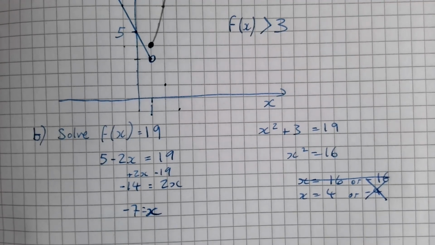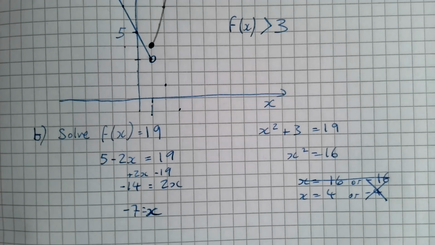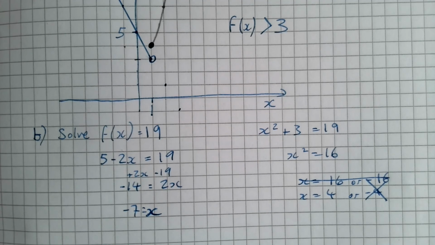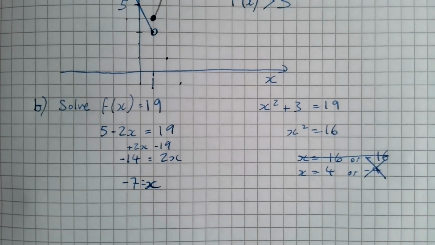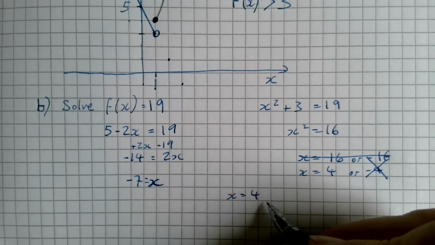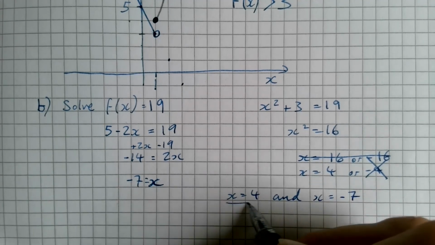If the conditions had been the other way around, it could have been that the curve was the one dealing with the negative. So that's why it's always important to draw a sketch so you can visualize which one you're going to need. So at the end, you just say, yeah, your solutions are x equals 4 and x equals negative 7.